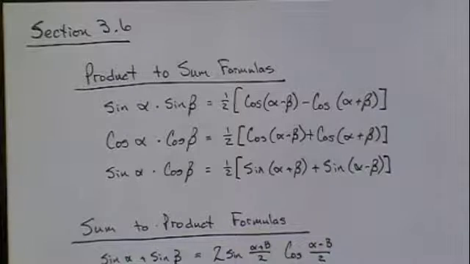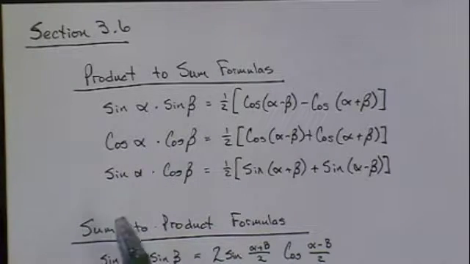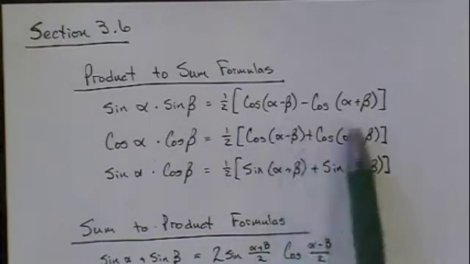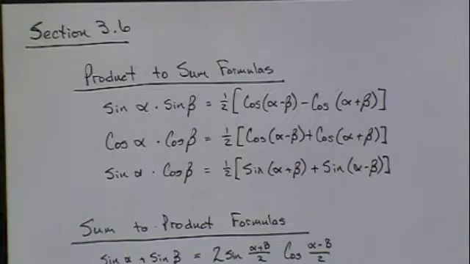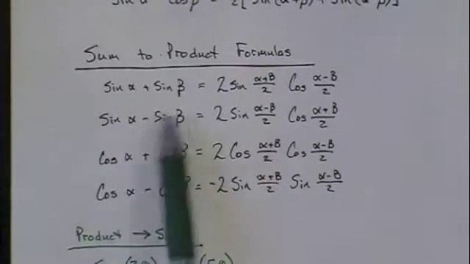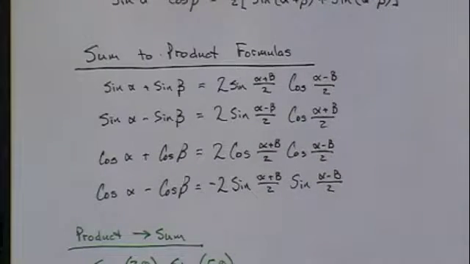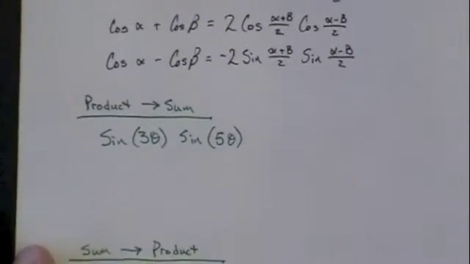In section 3.6 we have product to sum formulas and sum to product formulas, and what we will use these for is not necessarily solving the equations but more in rewriting the equations. So for example, if we have a product of two of these angles where we're multiplying, we could rewrite that as either a sum or difference, or if we're given the sum or difference of two angles, then we can rewrite this as a product. So again, this is more of just rewriting.